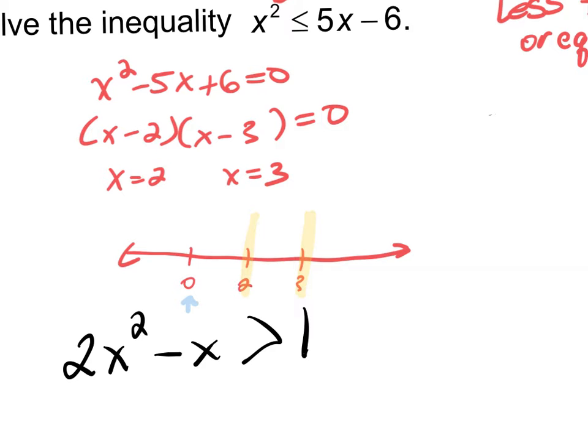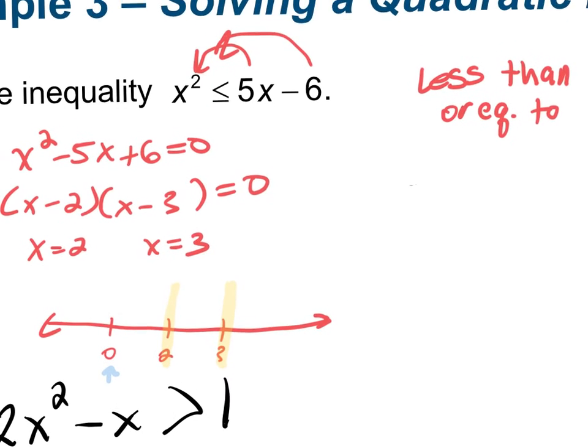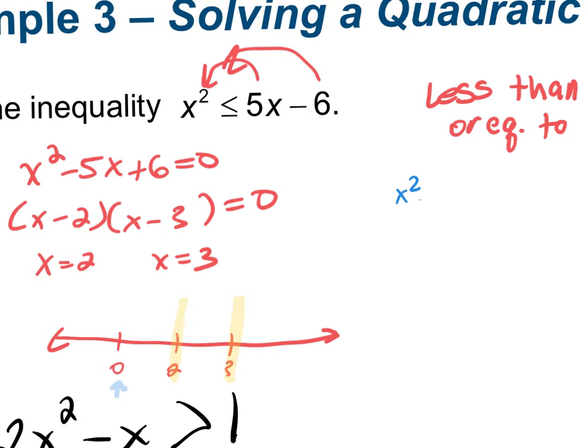Easiest number to check would be 0. If you can use 0, I'd always use 0. So what I'm going to do is go back to my original inequality. x squared less than or equal to 5x minus 6. You guys don't have to do this formally. I'm just writing it out formally right now so you can see it. But you don't have to do it formally. So I have 0 squared less than or equal to 5 times 0 minus 6.